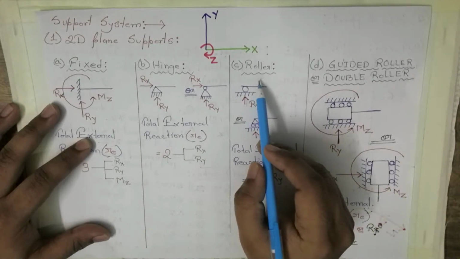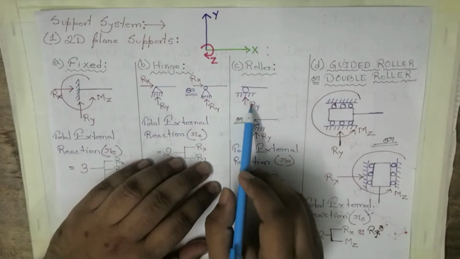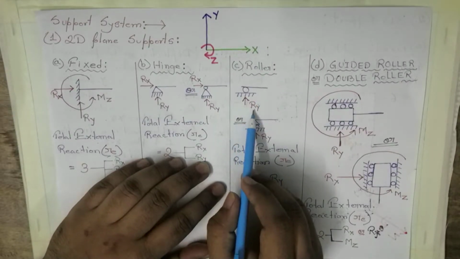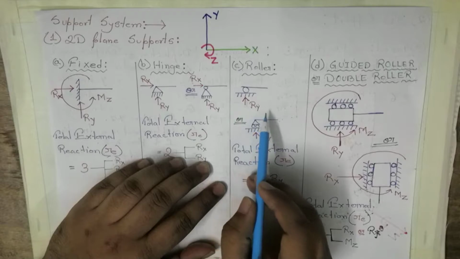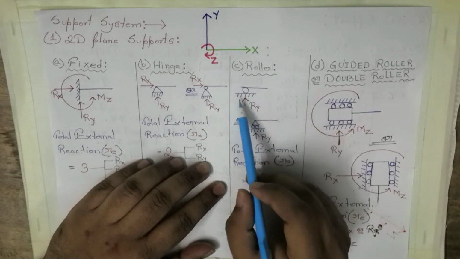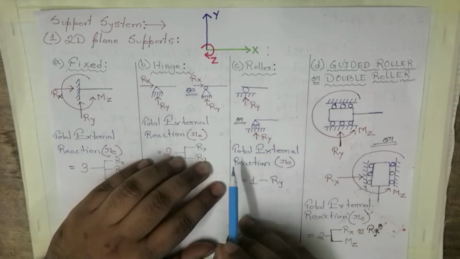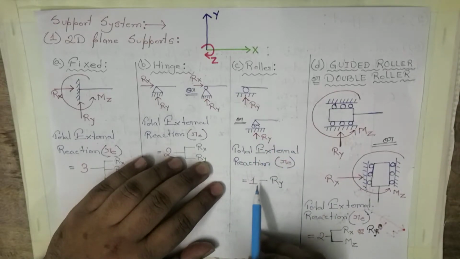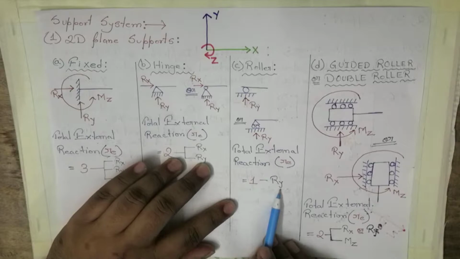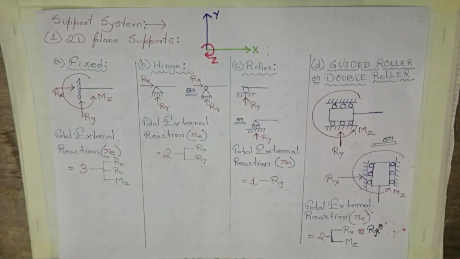For roller support, only one reaction is acting on it, which is the vertical reaction, Ry. Now this is a symbol of roller support, as well as this is also the symbol of roller support. So total external reaction in a roller support is 1, which is Ry, only vertical direction.